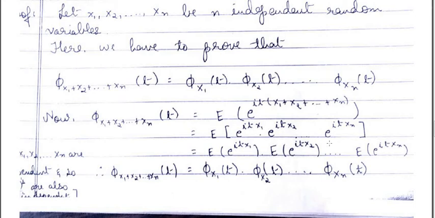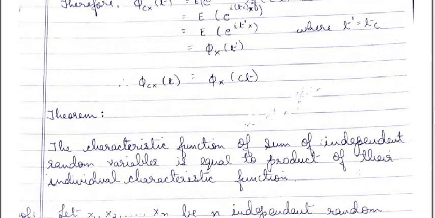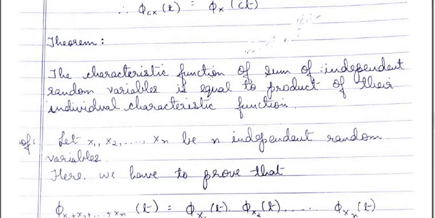That means what? This is actually phi of x1 at t, phi of x2 at t, phi of xn at t. So phi of (x1 + x2 + ... + xn) at t is equal to phi of x1 at t times phi of x2 at t times ... phi of xn at t, right? So this proves the result, the theorem, that the characteristic function of the sum of independent random variables is equal to the product of their individual characteristic functions.